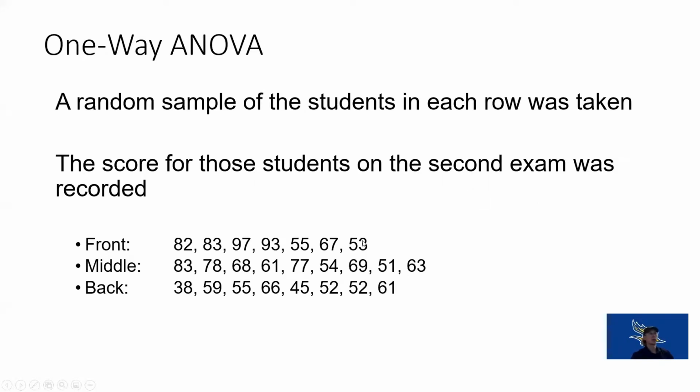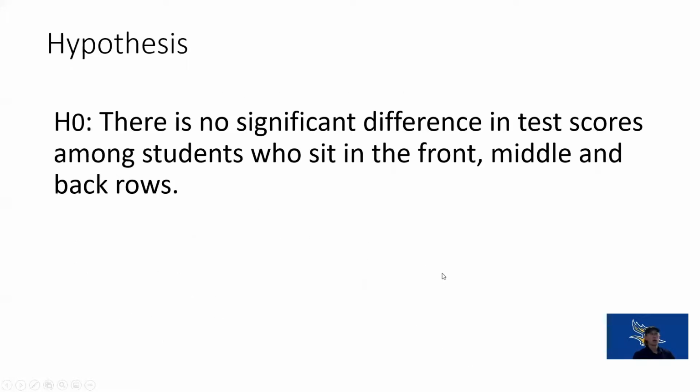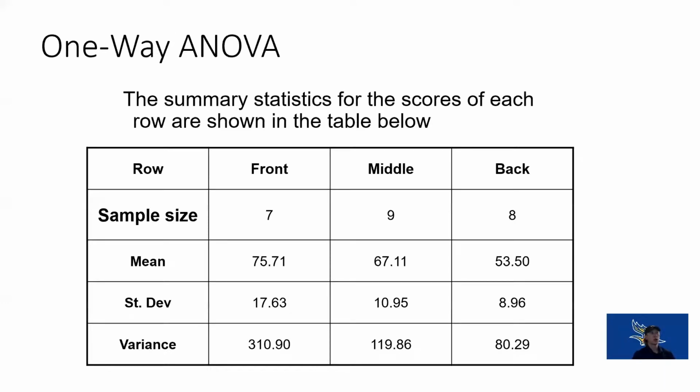So take a random sample from each group, and take their scores from their exam. So here is all of our data that we've taken from the front row students, middle row students, and back row students. The null hypothesis is there's no significant difference in test scores among students who sit in the front, middle, and back rows. And our alpha level is going to be 0.05. And our research hypothesis is that there will be a significant difference between where the students sit and their test score.